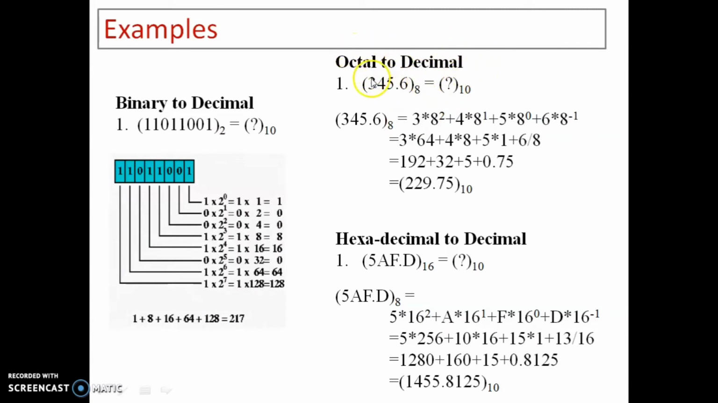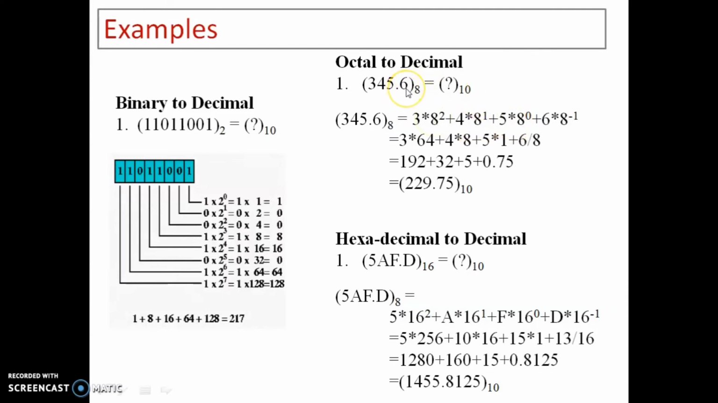Here we have a fraction, actually 345.6, which is in octal. Convert this into decimal. To perform this, 5 is in the unit place, so 8 to the power of 0. 4 is in the 10th place, 8 to the power of 1. 3 is in the 100th place, so 8 to the power of 2.